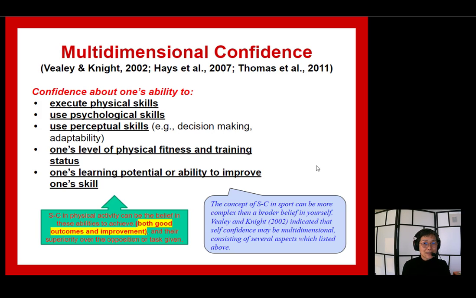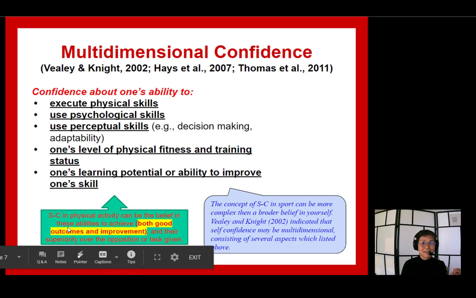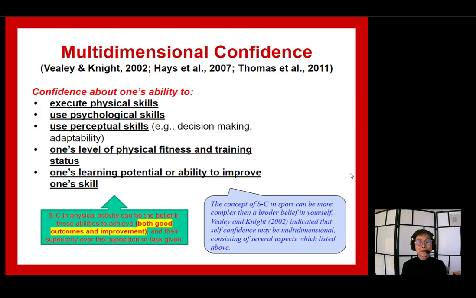Another thing that I want to emphasize here, as you can see from the multidimensional confidence definition, is that self-confidence through this multidimensional approach is not just about achieving outcomes. Confidence also includes improving performance. That's what I want to emphasize. So in our life, it's not all about the outcome. If we believe we can do better every single time, that will take us to better outcomes. So we gotta be patient in our improvement process.